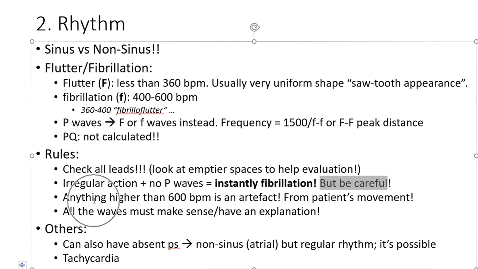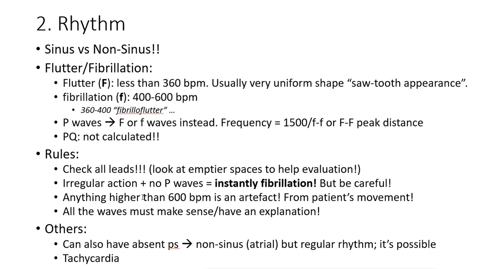Anyways, this is a very important point here: anything higher than 600 beats per minute. We said fibrillation is 400 to 600. What if it's more than 600? Do we call it super fibrillation? No, we call it not fibrillation at all. It is in fact an artifact, because you're measuring the ECG through the patient's chest wall, okay? And the chest wall has got the pectoralis muscles and whatever. What if the patient's muscles are moving? Because the chest wall, the skeletal muscle, also has electric activity.